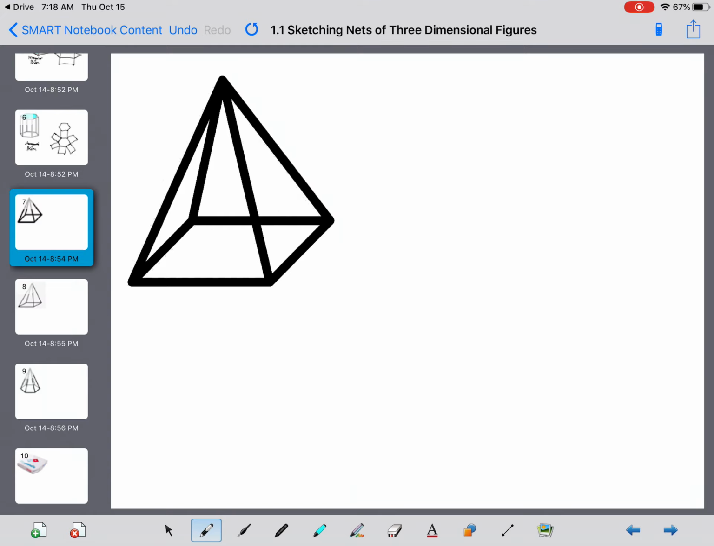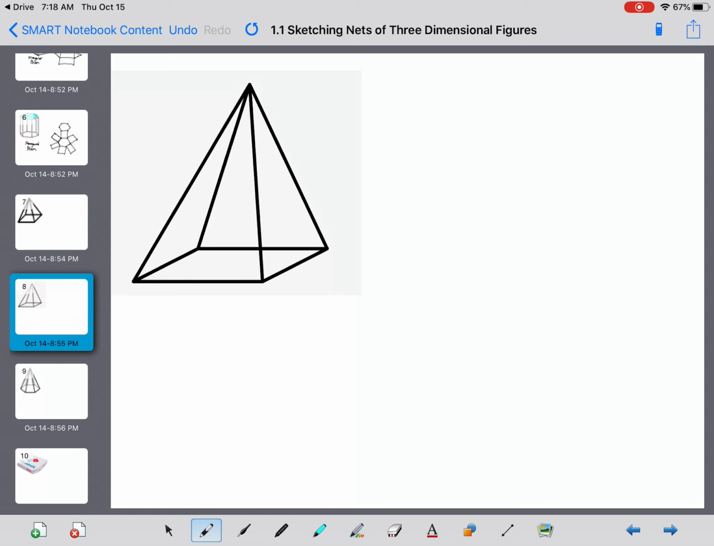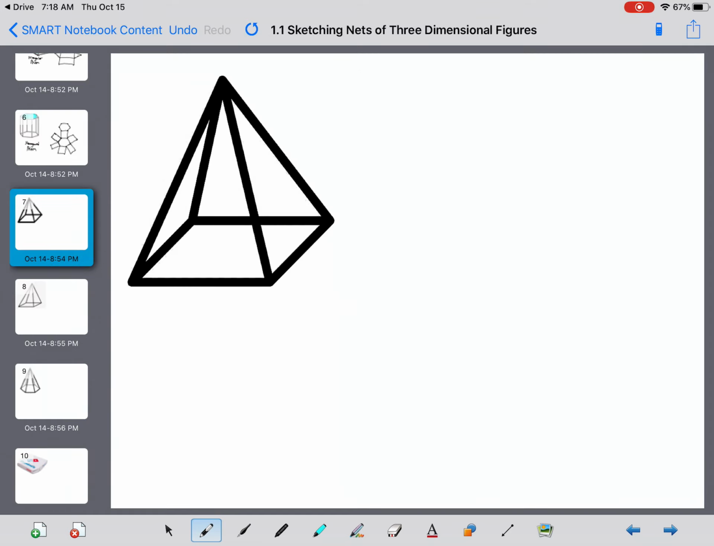Next one. Oh, and I just noticed I have two of the same in here. So number 7 is, we should know this one, it has a square base and triangular sides. That's a pyramid. Start out with your square base, and all 4 sides are triangles. So this one's pretty straightforward.